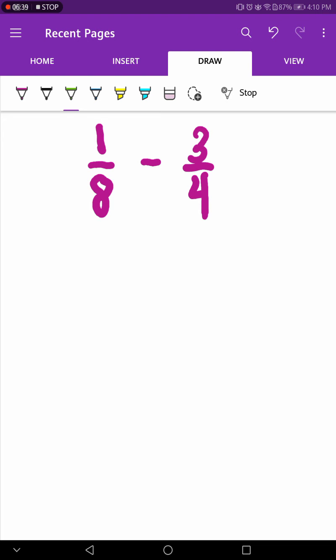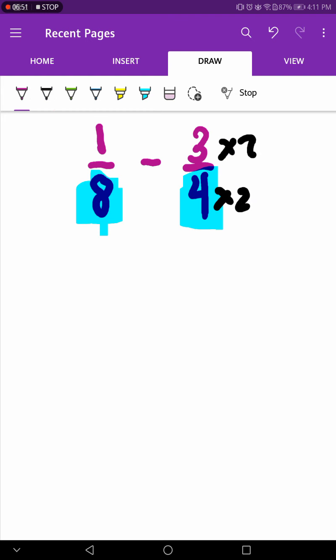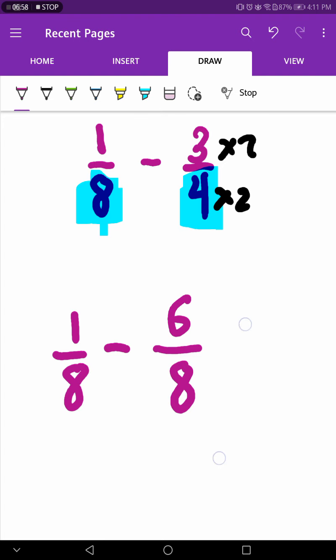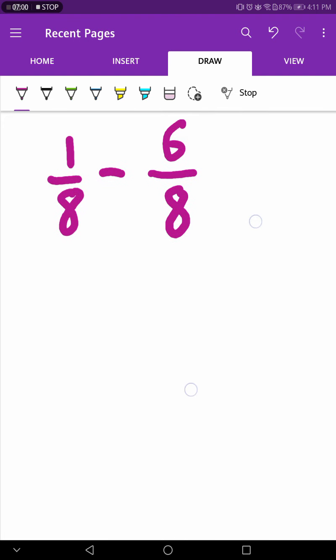Very good. Now we have a problem here. The denominators are not the same. So what do we have to do here? With the 4 multiplied by 2, it will equal 8. So directly you multiply this by 2 and this by 2 and rewrite the question: 1 over 8 minus 6 over 8. Okay, this is the first problem I solve. Now the second problem.